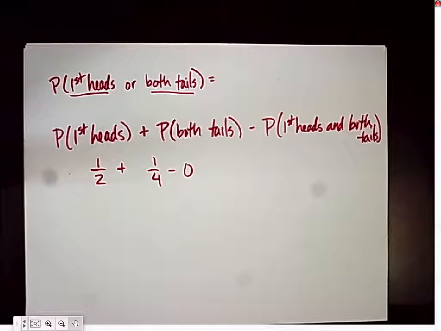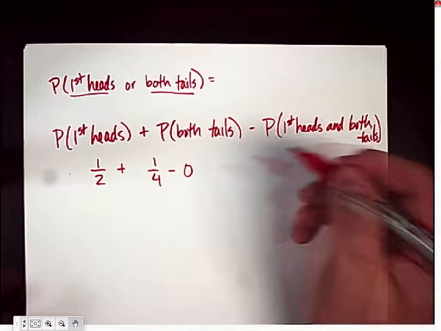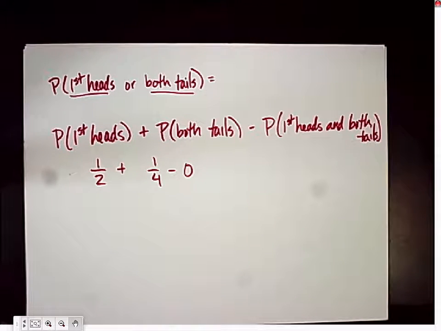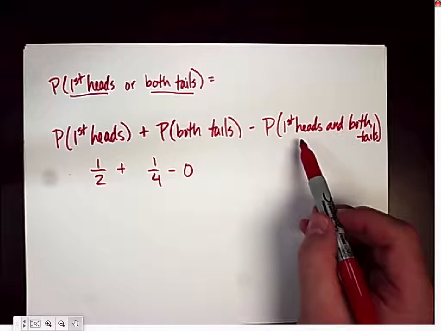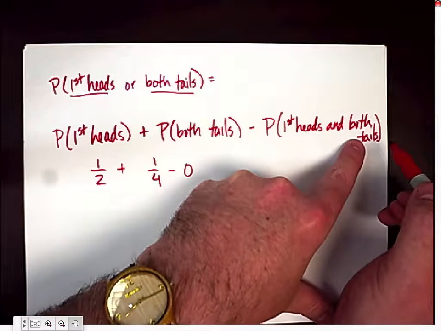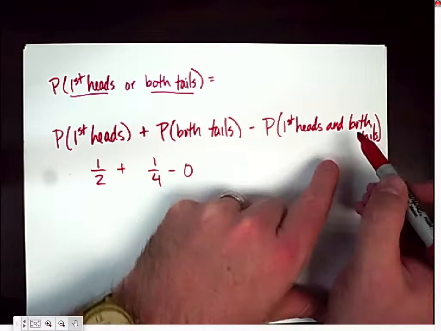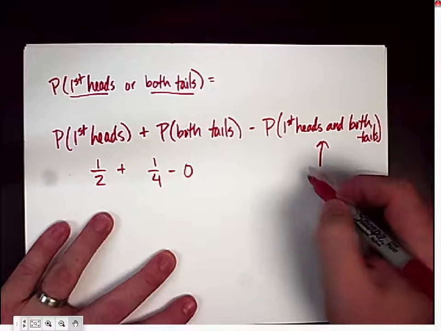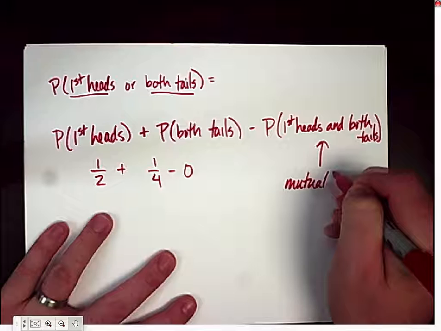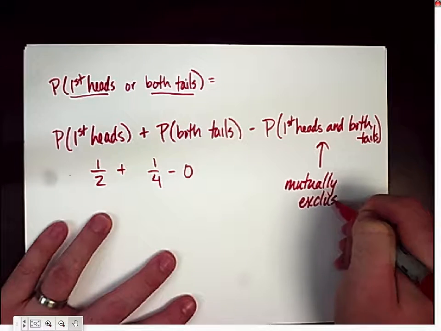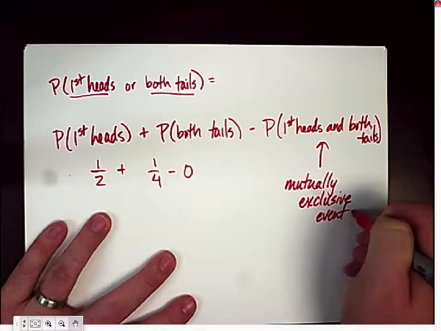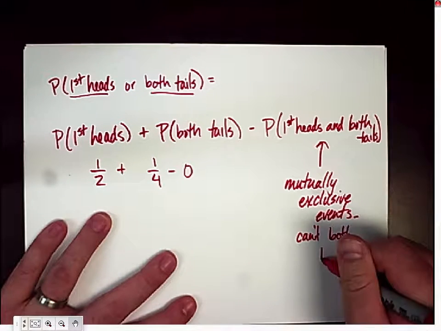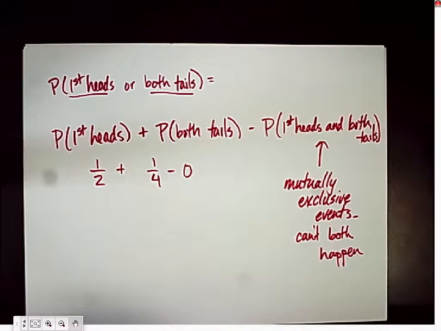Okay, so a special circumstance comes into play. These are two events that cannot both happen, right? If the first one was heads, there's no way that they're both tails. If they're both tails, there's no way the first one was heads, right? So if you ever have two events that cannot happen together, they are called mutually exclusive events. They can't both happen. Okay?